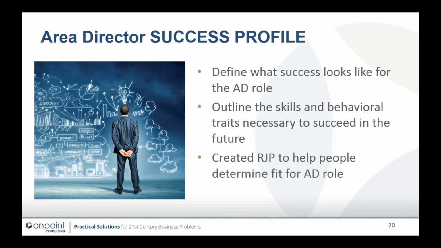So for AmeriGas and the area director profile, we defined what success looked like for the area director role. We outlined and highlighted skills and behavioral traits that were necessary to succeed in the future. Again, we took that future focus and we created a realistic job profile. That's an RJP, realistic job profile.